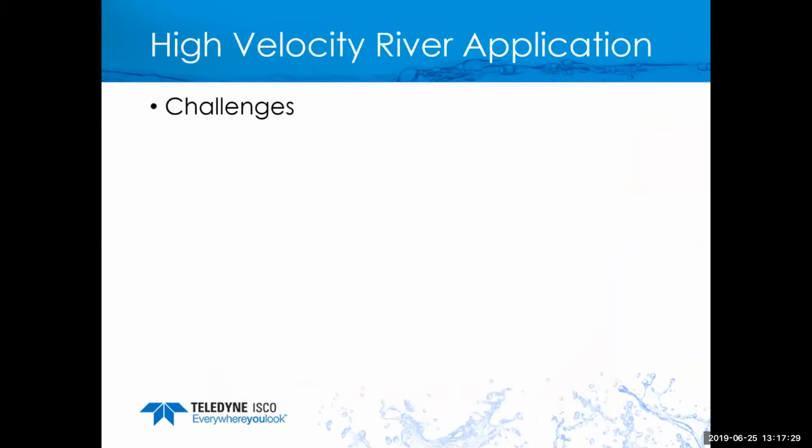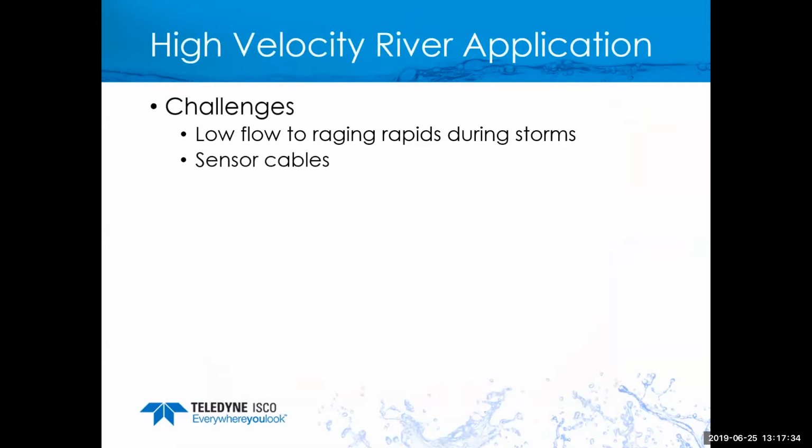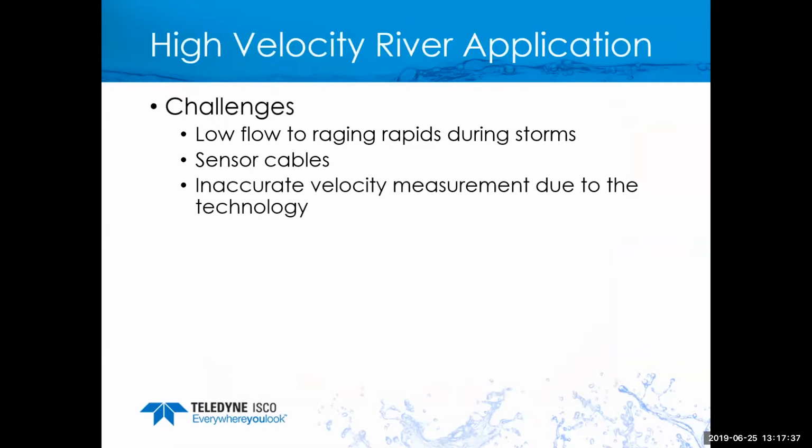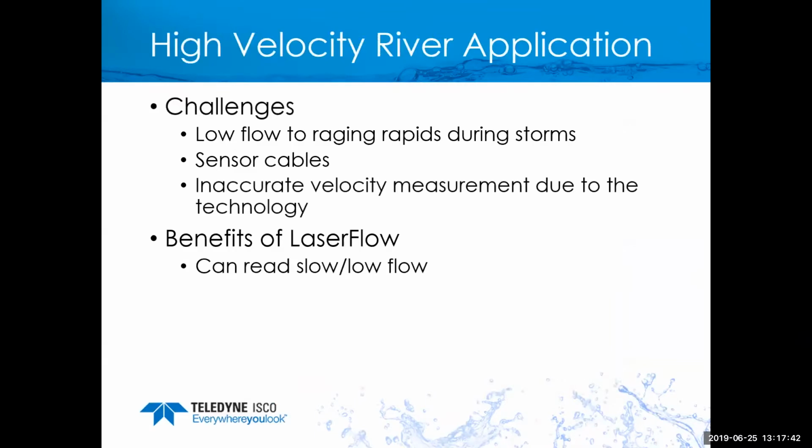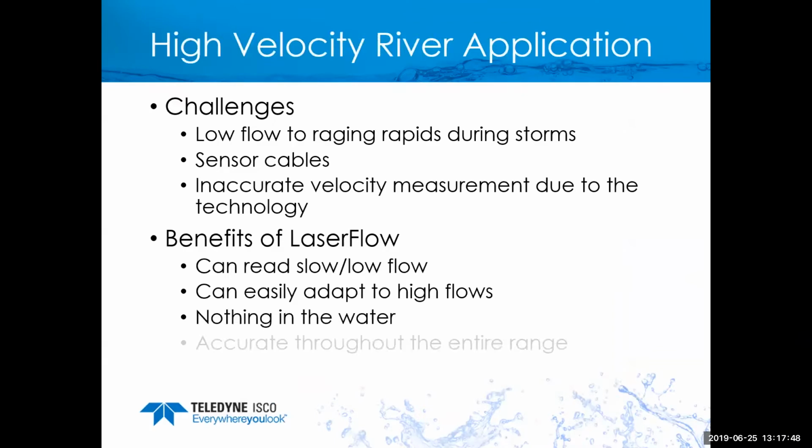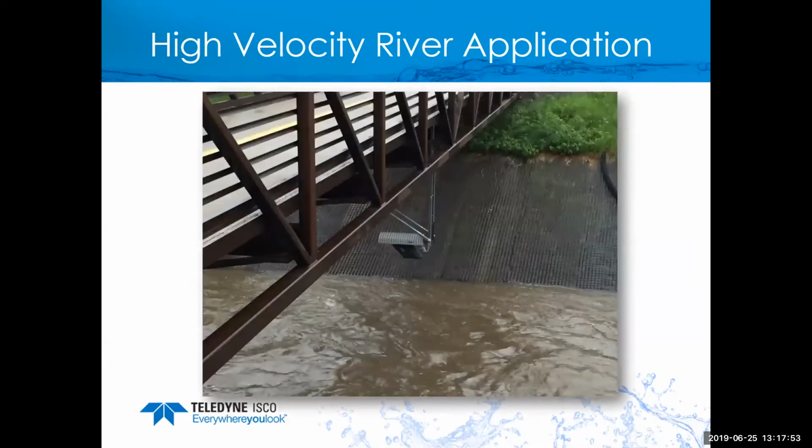Okay, so high river or high velocity river applications. You go from low flow to a raging rapid during a storm event. You have sensor cables to deal with, and inaccuracies due to the velocity measurement in such a big channel. The benefit of the laser flow is it can read slow and low flow, can adapt to those high flow conditions, and you have nothing in the water. It's going to be accurate throughout the entire range. So this application looked like this right here. You can see that laser off of a bridge. They used a sunshade for the level sensor part of it, but they were able to camouflage that so it wasn't so obvious to the naked eye.